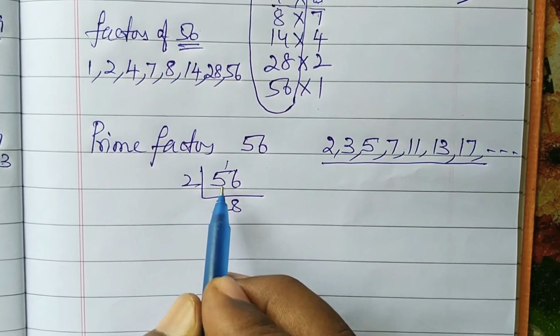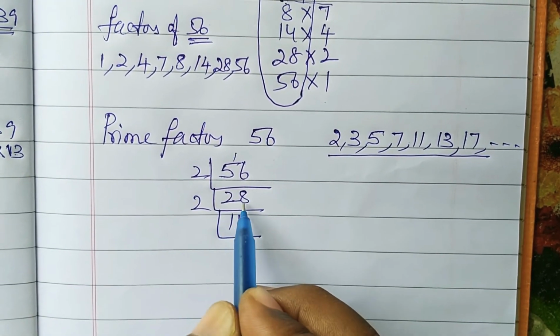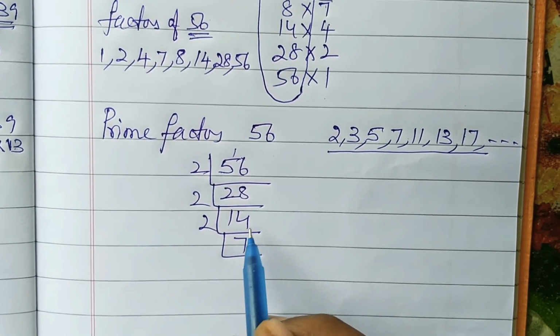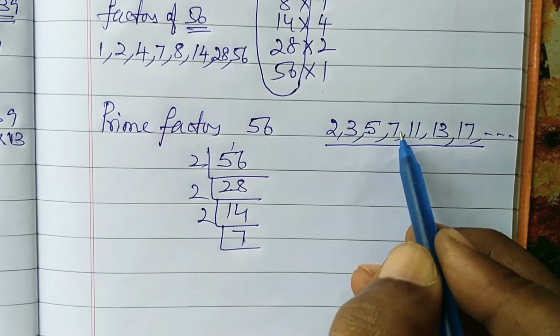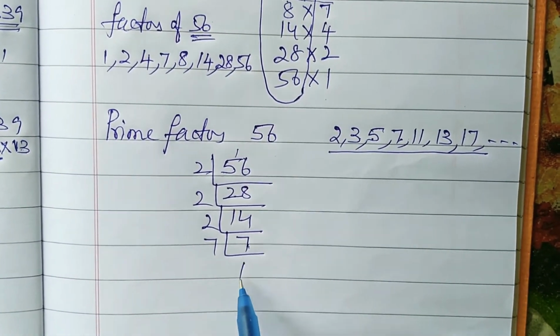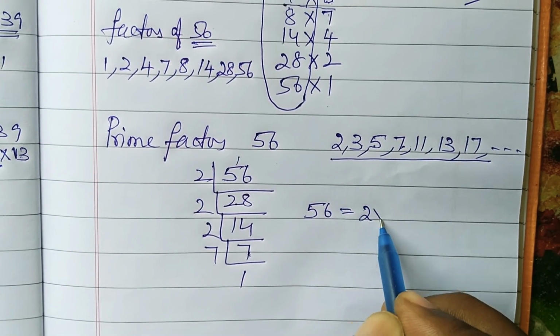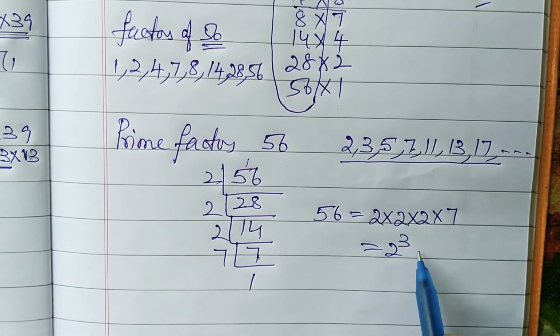So 2 into 28 is 56. 2 14s are 28. 2 7s are 14. Again, next prime number is 3. This is not divisible. 5, it is not divisible. Next 7, it is divisible. So 7 1s are 7. Therefore the prime factors for 56 are 2 into 2 into 2 into 7. So it is 2 cube into 7.